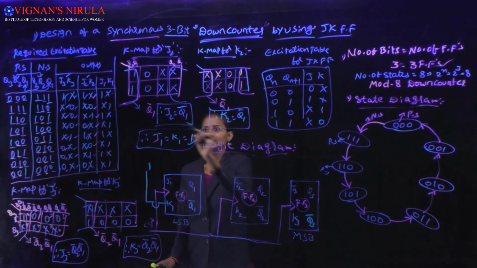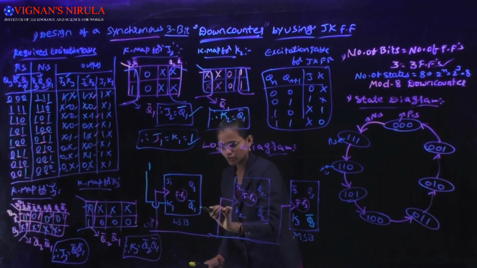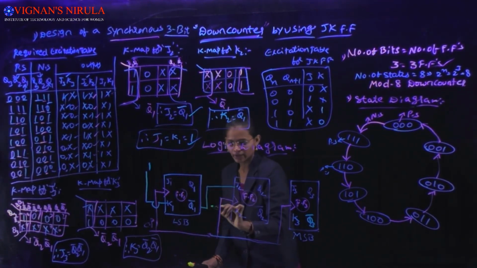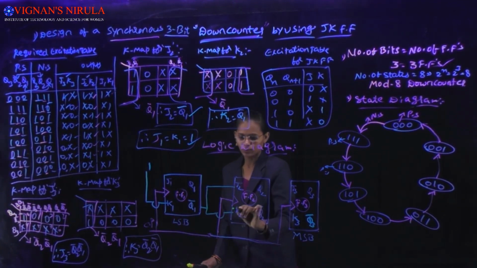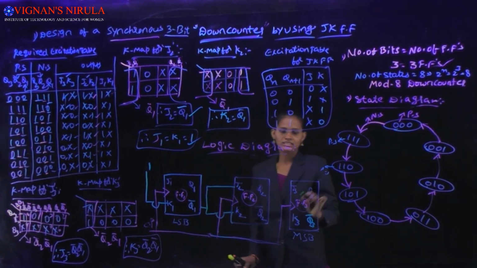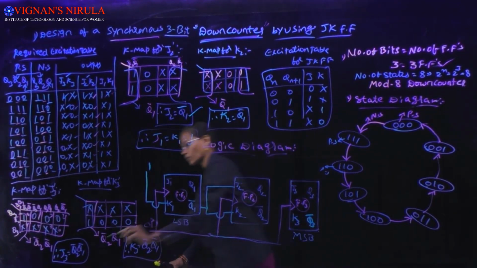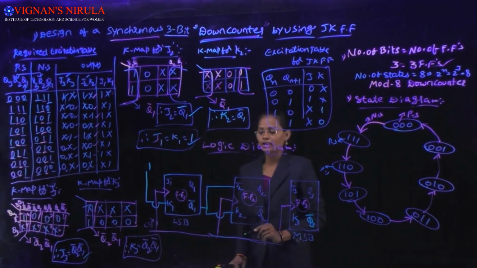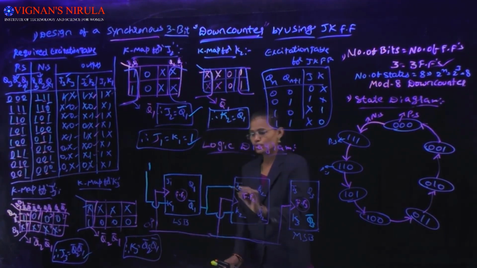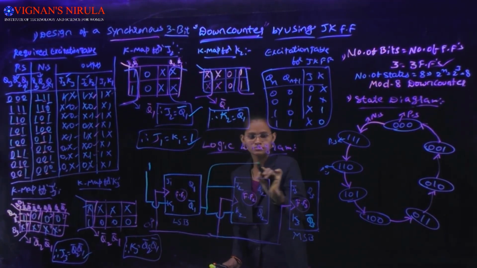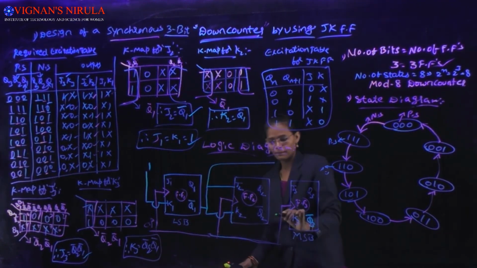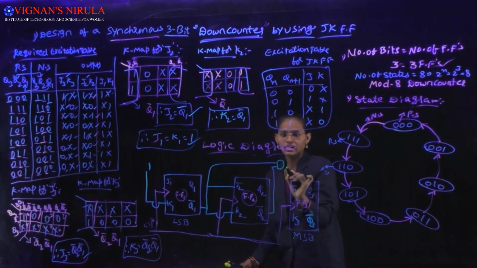Okay, and next J2 K2. In J2 K2 inputs, both are connected to the Q1 bar. So Q1 bar is connected to the J2 and K2. And next J3 K3. J3 K3 inputs are Q2 bar and Q1 bar. In both AND gate is there. So Q1 bar and Q2 bar, in both AND gate is there. So draw the AND gate and this output is connected to the J3 and K3.